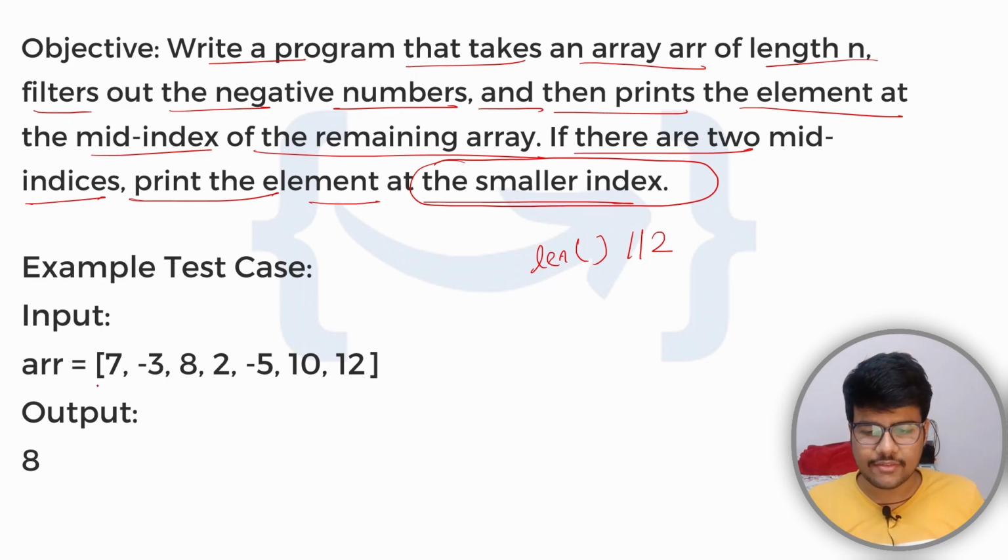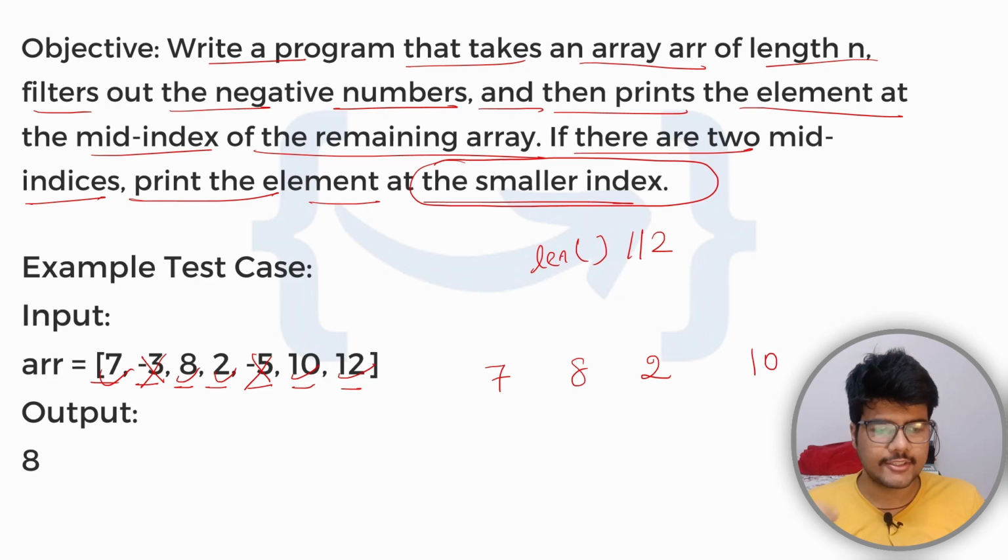So let's see. We have 7, -3, 8, 2, -5, 10, 12 as an input. Now what I need to do next is ignore all the negative numbers. So we have removed the negative numbers, and the numbers we are left with are 7, 8, 2, 10 and 12.